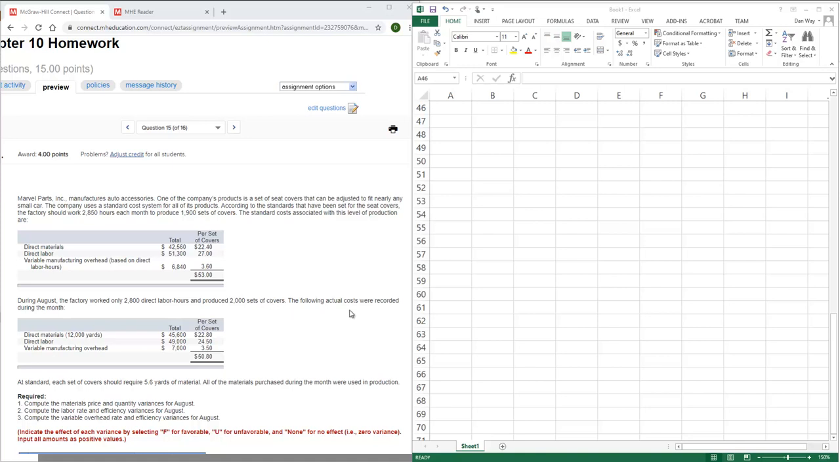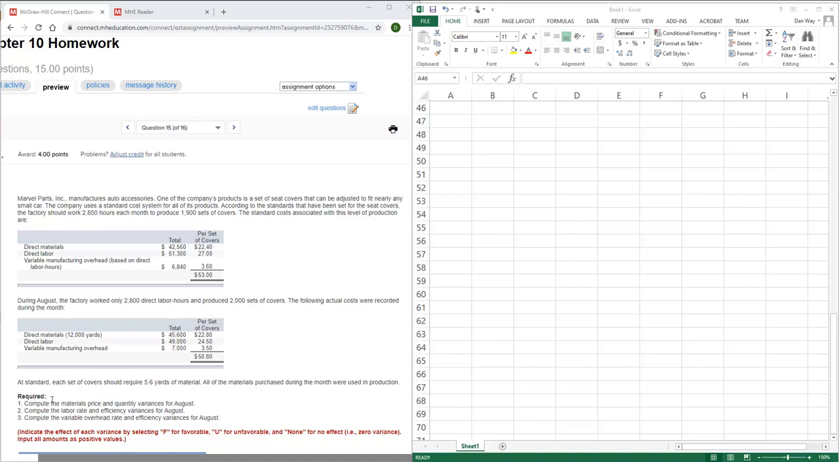The following actual costs were recorded during that same month. So here's direct materials, 12,000 yards, $22.80 per set of covers. Direct labor 2,450, and variable overhead 350. We also know that at standard, each set of covers should require 5.6 yards of material. All the materials purchased during the month were used in production.